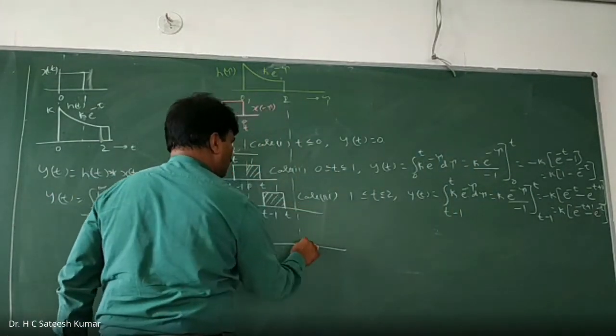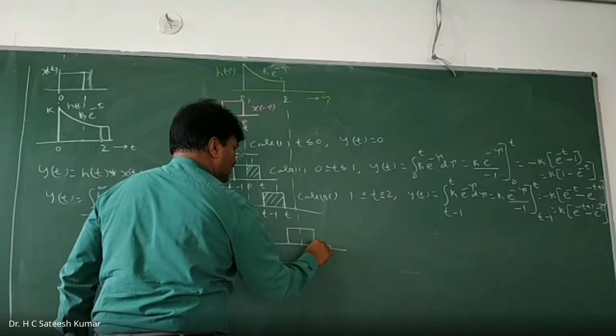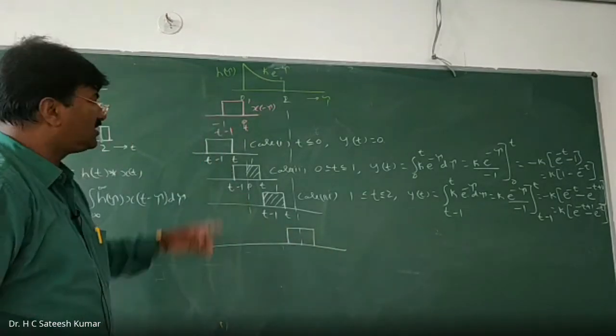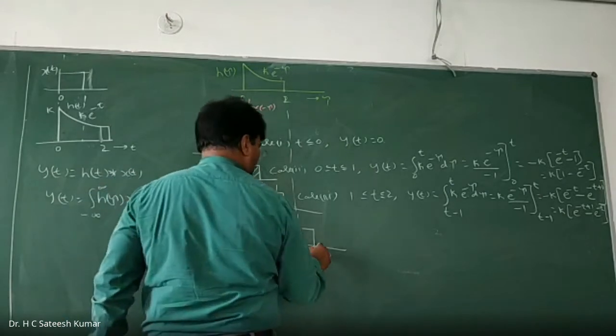4. Case number 4 is coming out of the range. The shifting remains the same. Only thing is exponential is there. So what do we have? This is t.